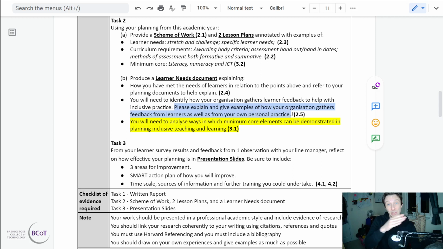Is it formal? Is it informal? Is there a particular strategy and approach? You will need to analyse ways in which minimum core elements can be demonstrated in planning inclusive teaching and learning here as well. So always thinking about minimum core. That's a constant thread, as I'm sure you are noticing through Lindsay and I's teaching and learning with you.